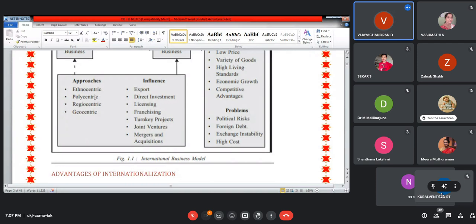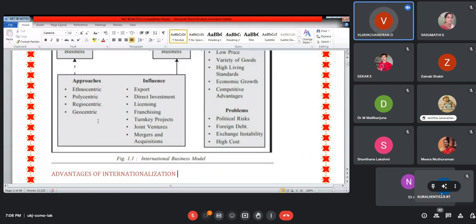Polycentric means what? You are establishing your manufacturing business in another country. You are setting up your business in another country. That is known as polycentric. Regiocentric means what? You are establishing your business in more than one country. So slowly you are increasing your market share in a global way. That is the regional level. At regional, I'm telling the keyword, regional level is one region like Asia, the Asian market, or African market, or European market. So at the regional level you are selling the product. Finally, geocentric means what? Global. So almost in all countries you are having the business.